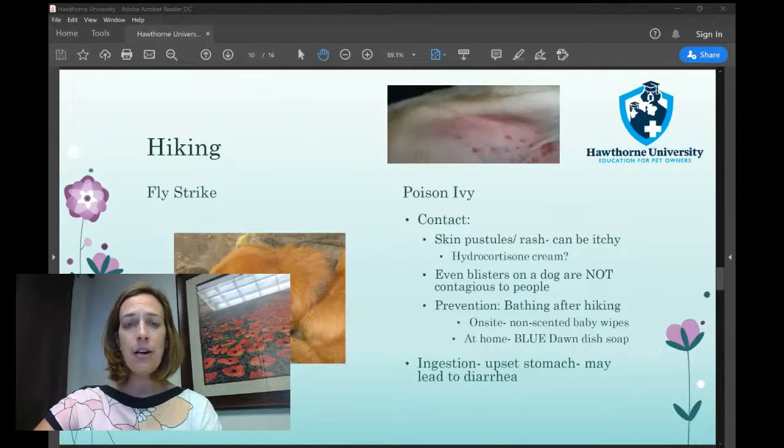The good news is this is not transferable to people. So even if those pustules are on there, you have to get it from the plant, not this dog. So you are okay to help treat your dog.